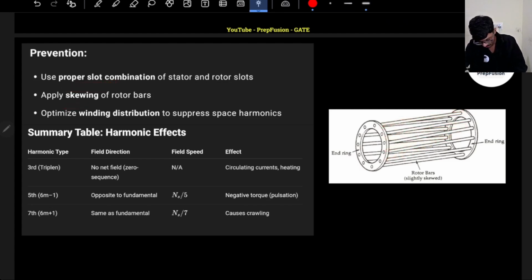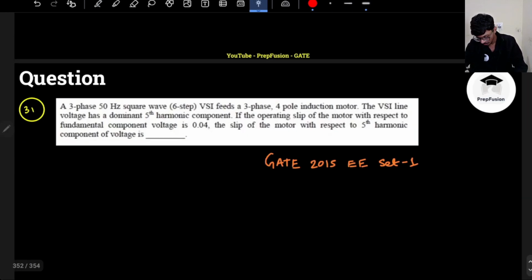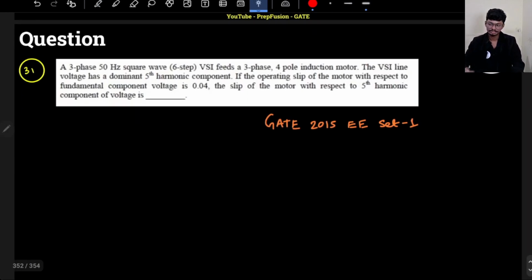Skewing basically means the bars are placed at an angle. Normally the rotor bars will be straight, but they are skewed with an angle, so there will be flux cut. That is how it will provide the initial starting torque, because there can be problems with the initial starting torque. Okay, I hope you have understood. Now let's do one basic question and let's wrap this lecture up.